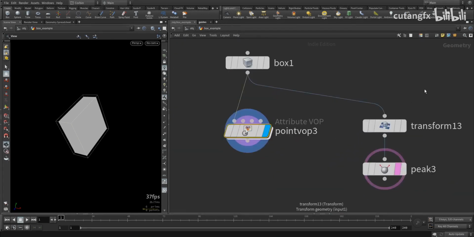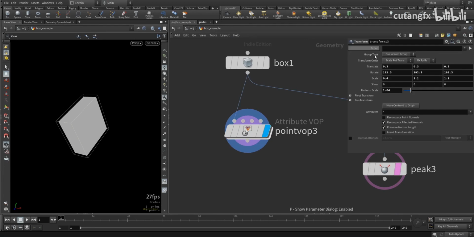Now, one thing I want to point out, when we look at our transform node, there's a bit of extra information here. Not only do we have our translate, rotate, scale, and uniform scale, but we also have this transform order. So you see here it says scale, rotate, translate. And then our rotation order is X, Y, and Z. This is a bit of extra information that is also embedded inside our matrix.